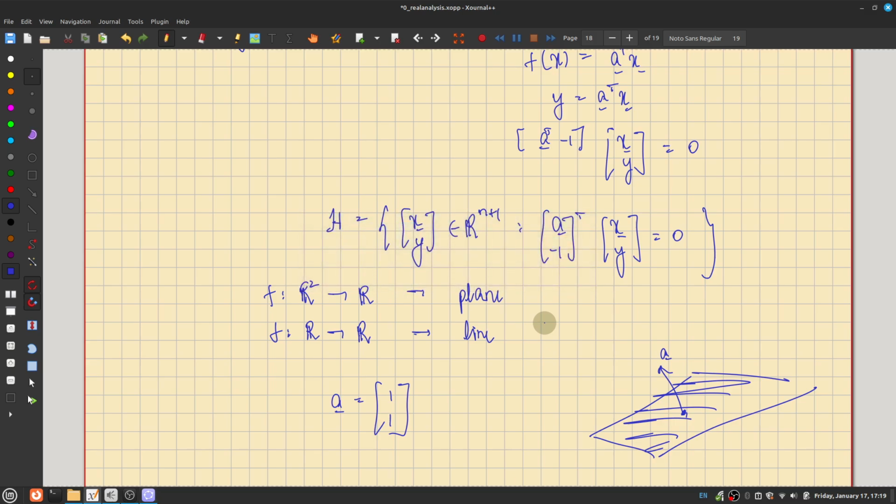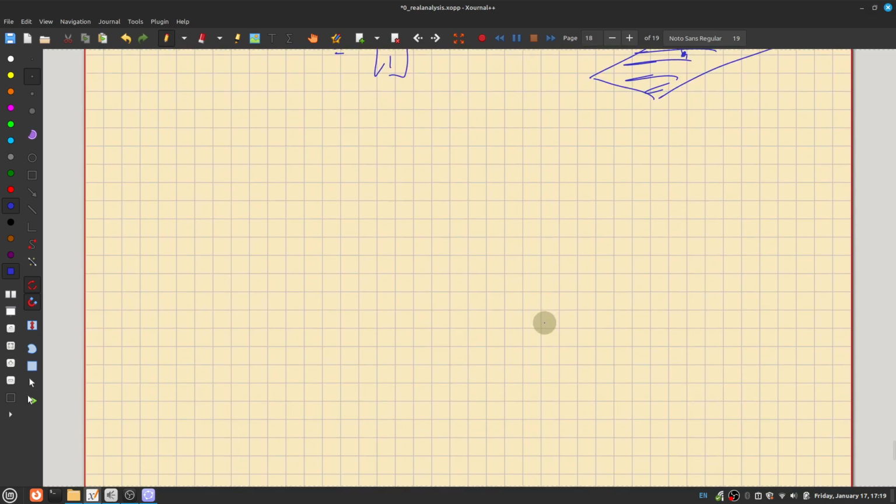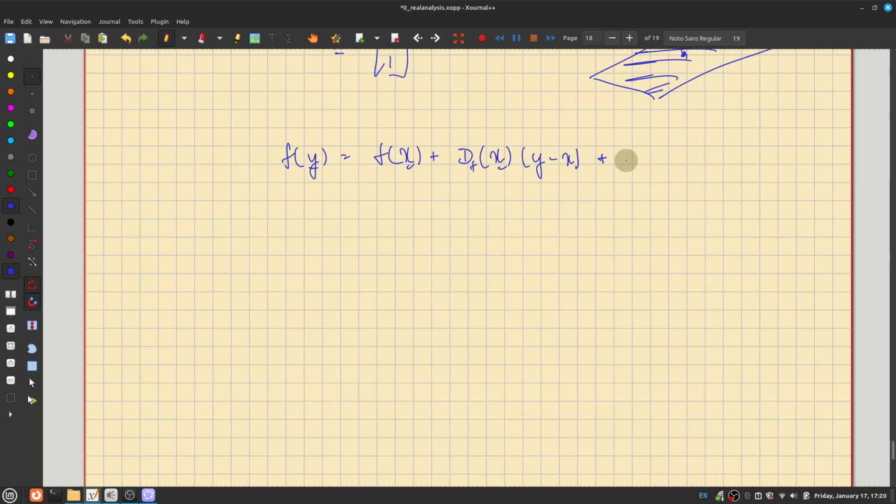Fine. So now let's go back to this idea of the gradient. How did we describe the gradient? We have some function f of x, and what we wanted to do was take a first order linear approximation of f of x. I said that f of y could be written as f of x plus the derivative of f at x times y minus x, plus something that decays faster than y minus x.